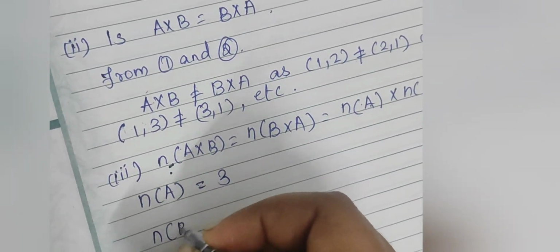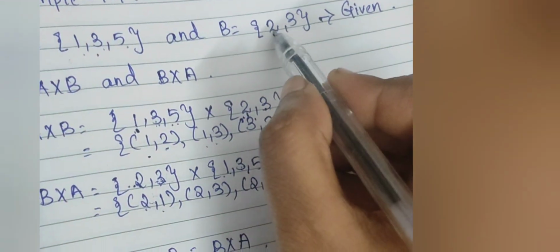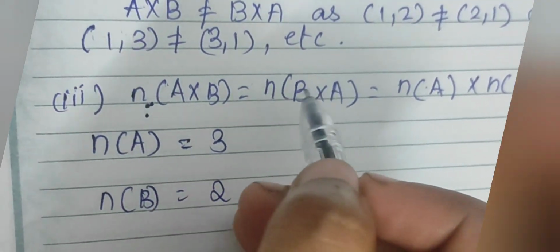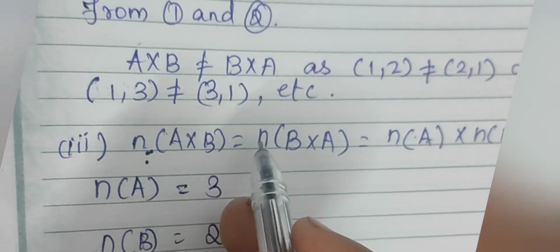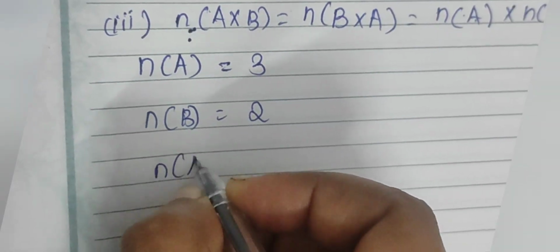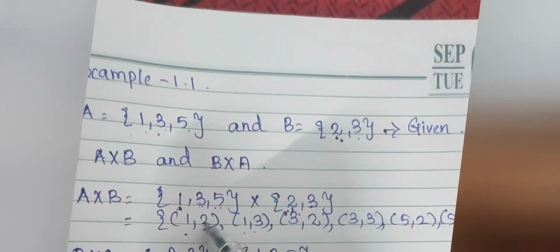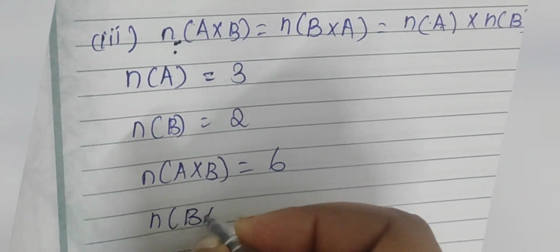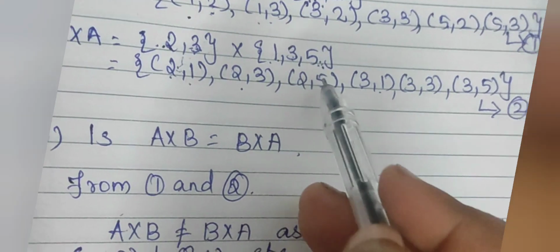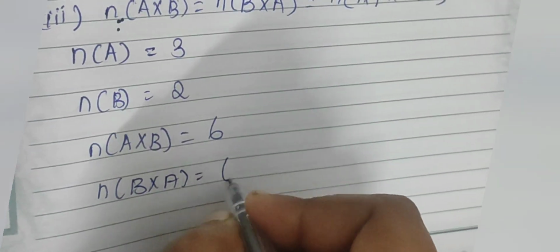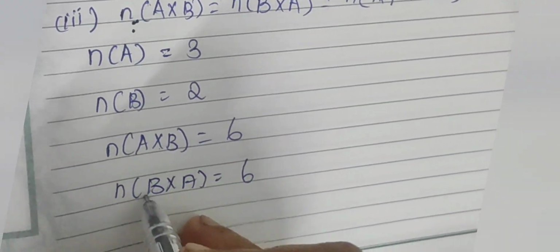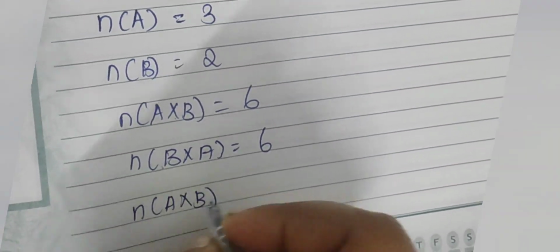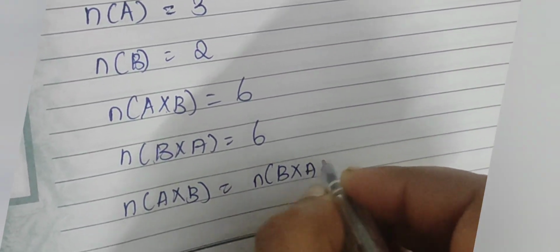And what is n of B? The number of elements in set B. That is 1 and 2, there are only 2 elements. So n of B is 2. And what is n of (A cross B) and n of (B cross A)? That is the number of elements in A cross B and in B cross A. So n of (A cross B) is equal to 1, 2, 3, 4, 5, 6, and n of (B cross A) is equal to 1, 2, 3, 4, 5, 6. Therefore, n of (A cross B) is equal to n of (B cross A), which is equal to 6.